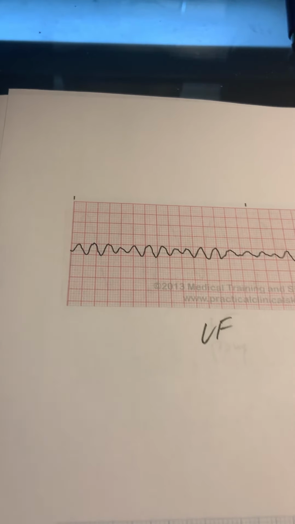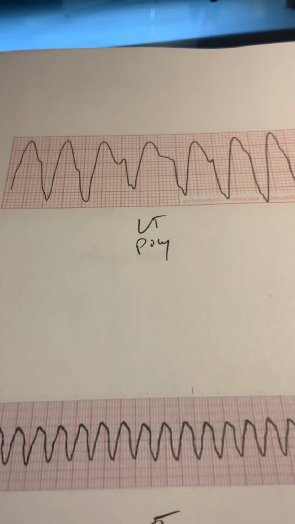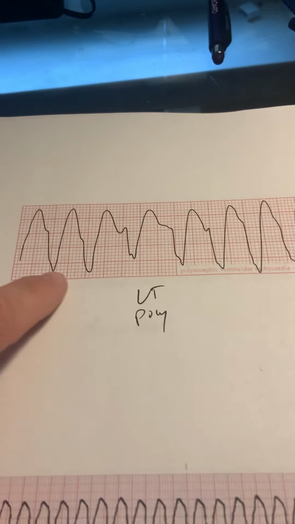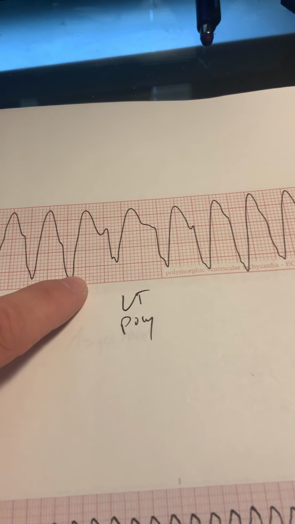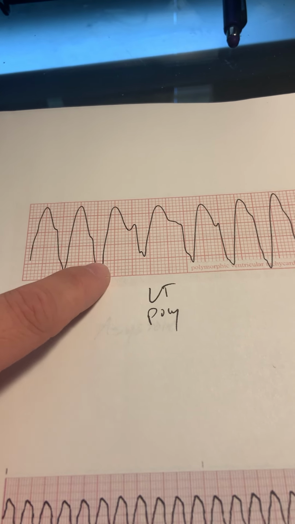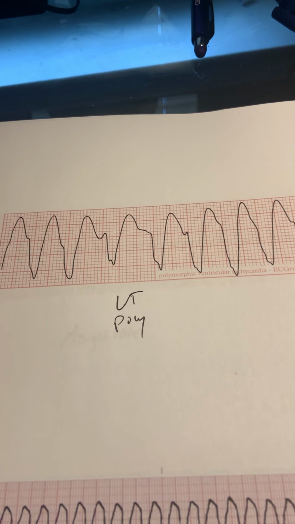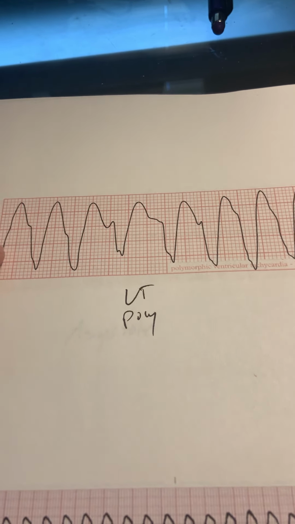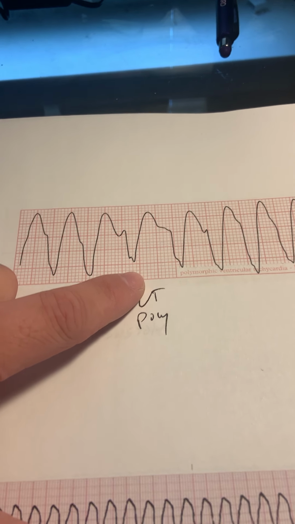So apparently there was some more VT behind that. I didn't realize it. So this is going to be polymorphic VT, and it's slow. So that's what that is right there. It's just a different type of VT, multiple focals. So it's coming from many different places of the heart, but it is slower than normal.